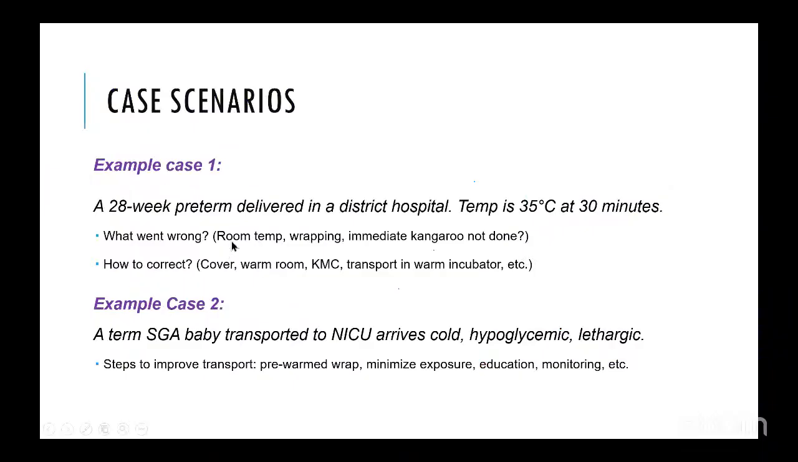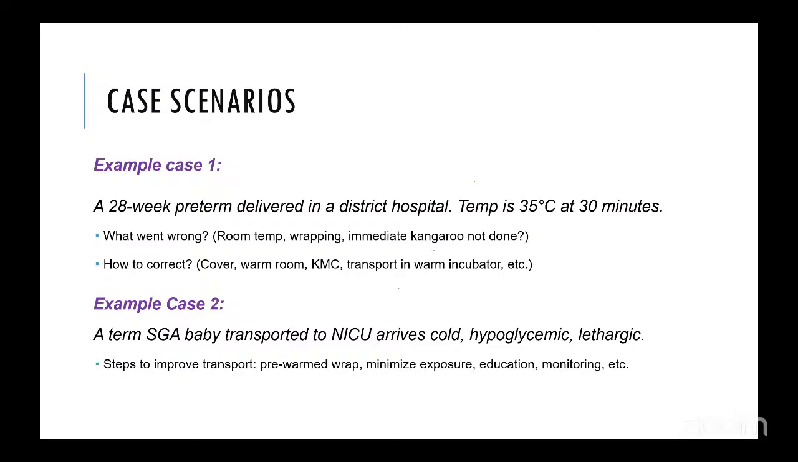So, two clinical scenarios. One is a 28-week preterm delivered in a district hospital. The temperature is 35 degrees centigrade at 30 minutes after arriving at the main hospital. What went wrong? Basically, as I said earlier, probably the room temperature was not kept warm, and for a 28 weeker, you received the baby in a plastic cover, without drying the baby, and then kept the baby directly under the radiant heater.